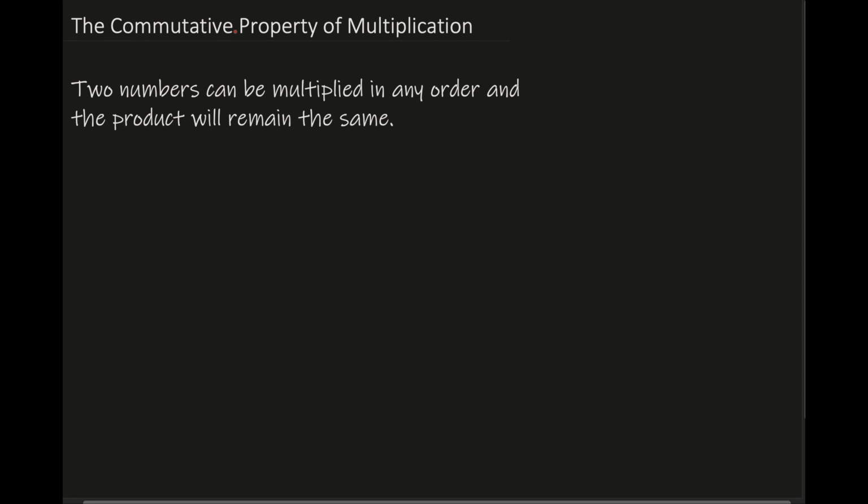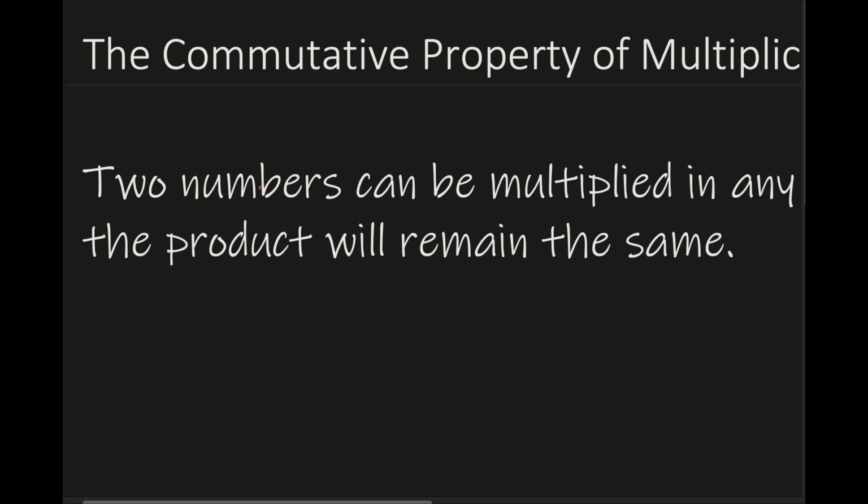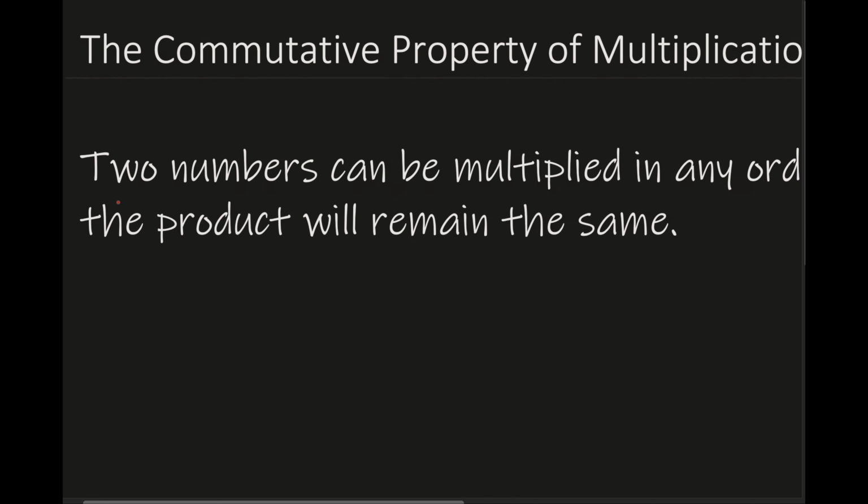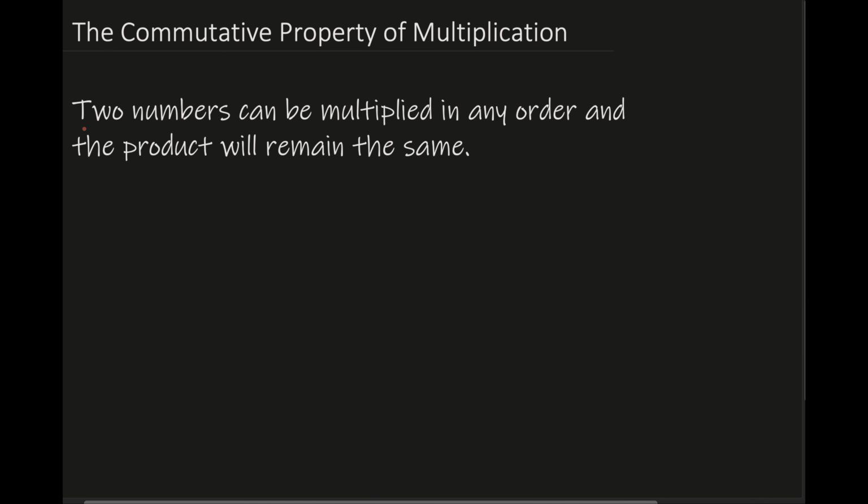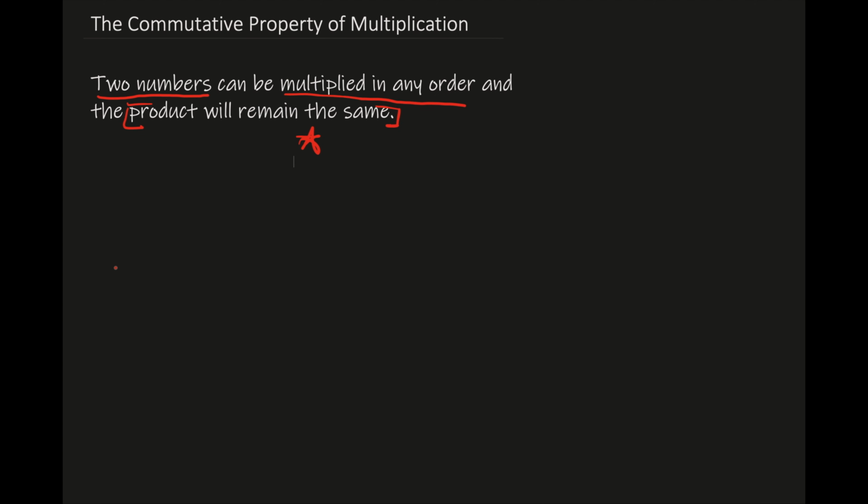The commutative property of multiplication means two numbers can be multiplied in any order and the product will remain the same. So two numbers can be multiplied in any order. And this is the main part: the product will remain the same. Let's draw a star there because that is the most important part. Two numbers can be multiplied in any order. The product will remain the same. Let's zoom back out here.